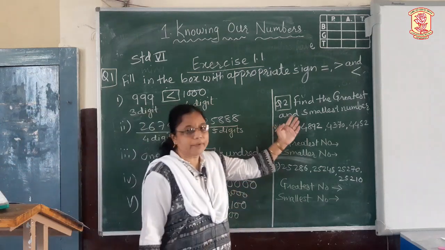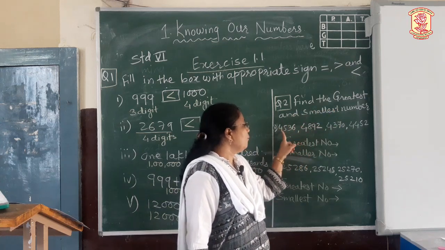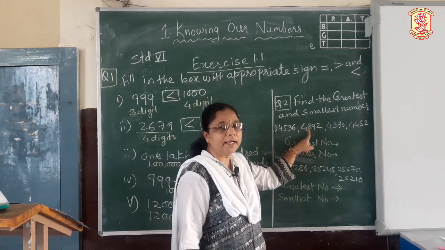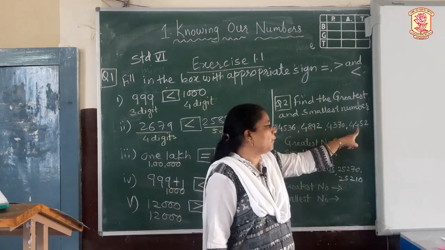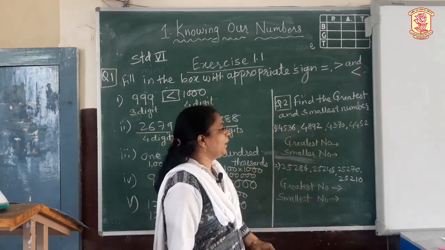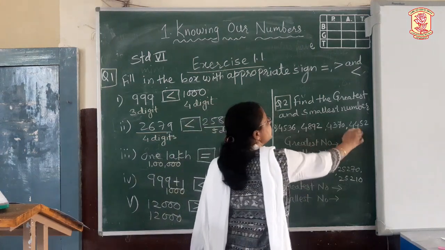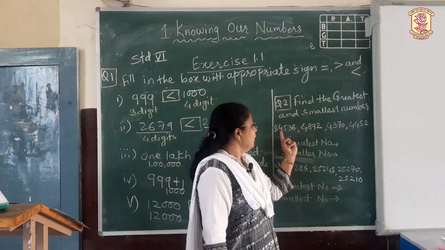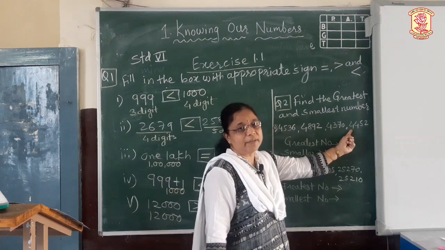Now next question. Find the greatest and the smallest number among the given numbers. First number is 4,536. Second one 4,892. Third one 4,370. And fourth one 4,452. From this we have to find out which number is the greatest. Now see, in all these numbers, the first left digit is the same: 4, 4, 4, 4.